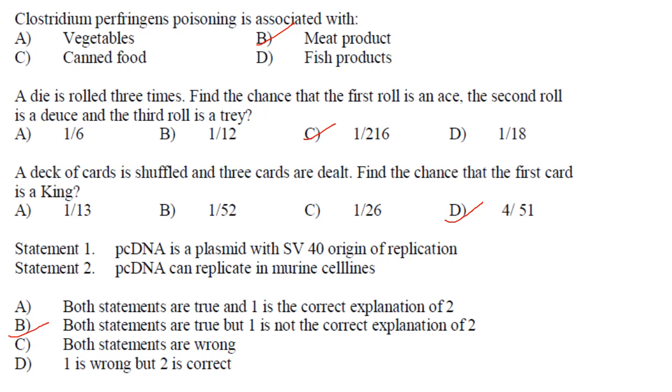The next one. pcDNA is a plasmid with SV40 origin of replication. Correct. pcDNA can replicate in murine cell lines. That is also correct. Okay, both statements are true, but one is not the correct explanation of two. One cannot be the correct explanation for 2. So answer is option B.